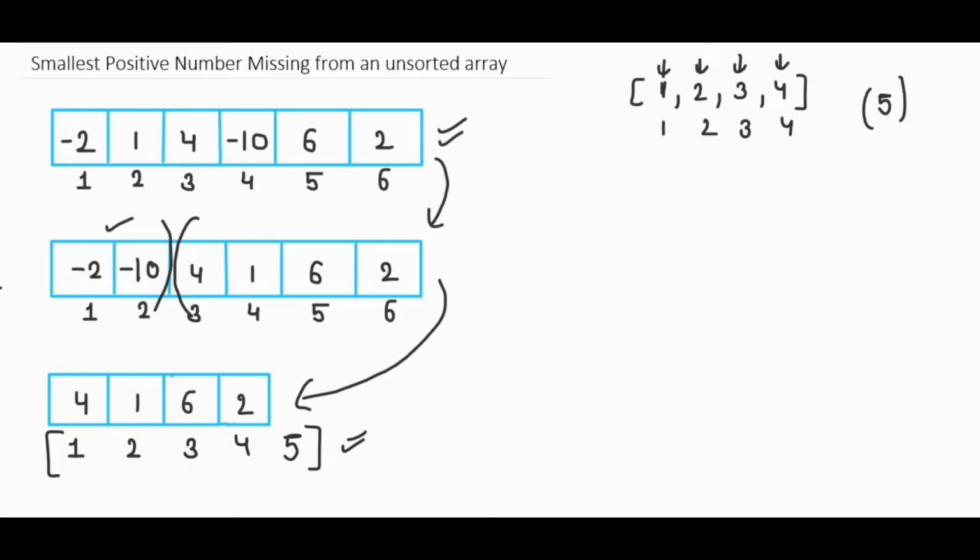So 4 elements are present. So the smallest positive number which is missing will be 5 only. Then let's consider another example which will have 1, 2, 3 and any number which is, let's say, 100. Okay. So the answer for this will be, 1 is there, 2 is there, 3 is there, but 4 is not there. So the answer will be 4.